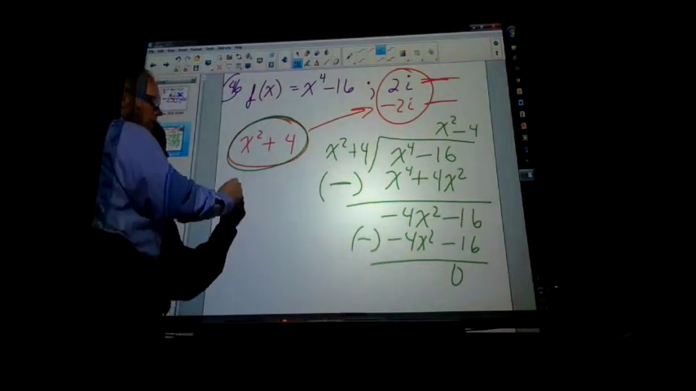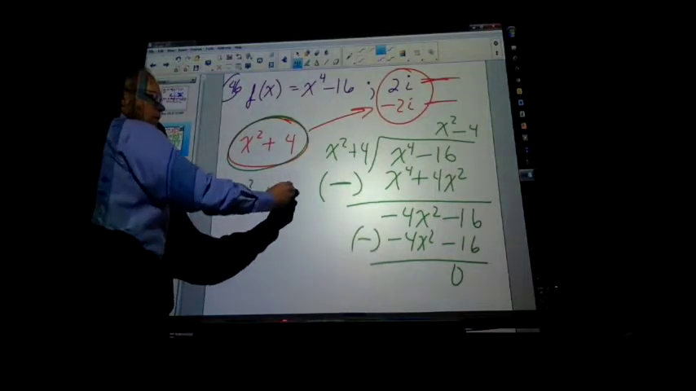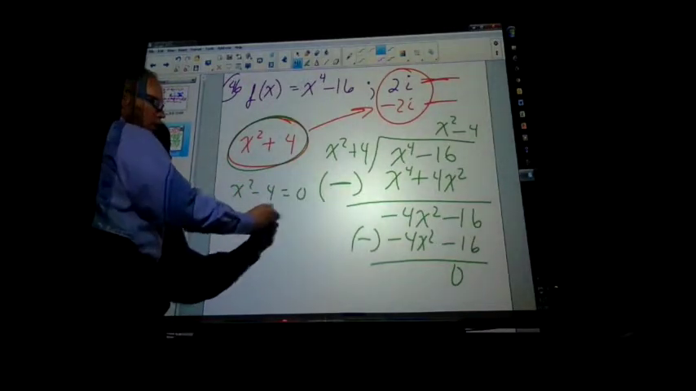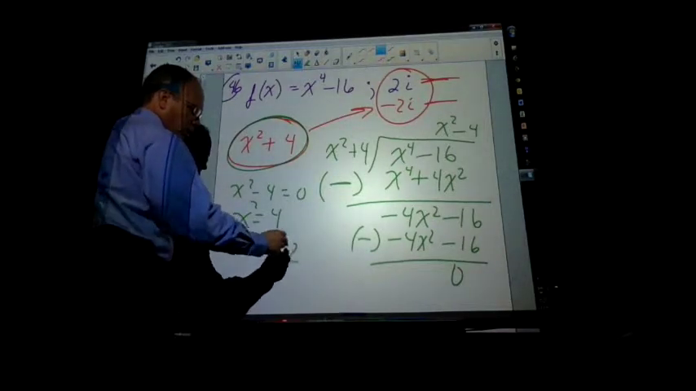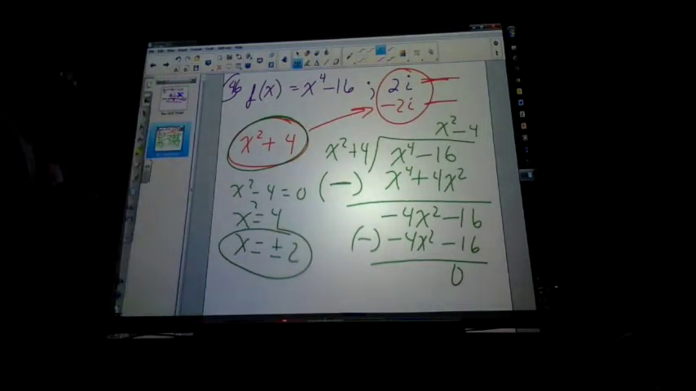The other one is going to be x squared minus 4 equals 0. So x squared equals 4, so x equals positive and negative 2. So the two binomials you put together in order to get x to the 4th minus 16 are x squared plus 4 and x squared minus 4. Your solutions to this problem are 2i, negative 2i, positive 2, negative 2.